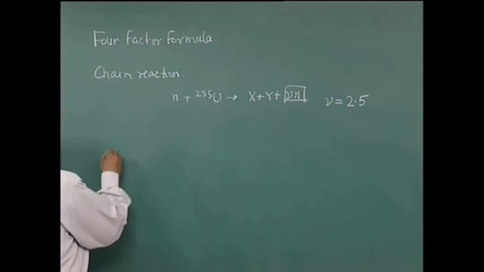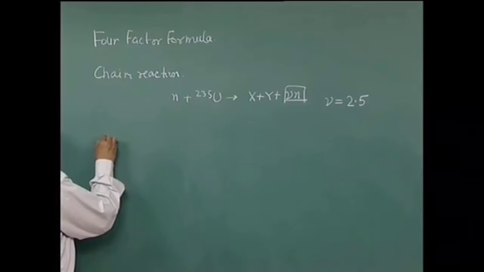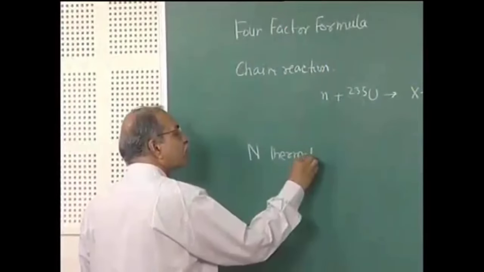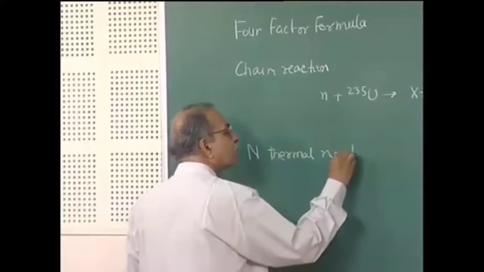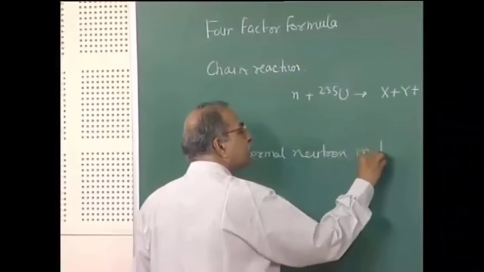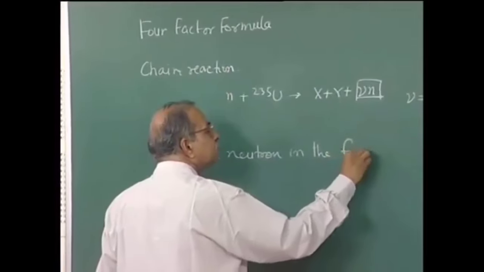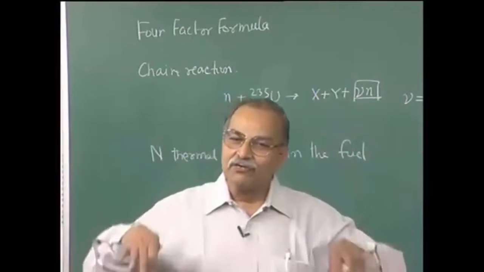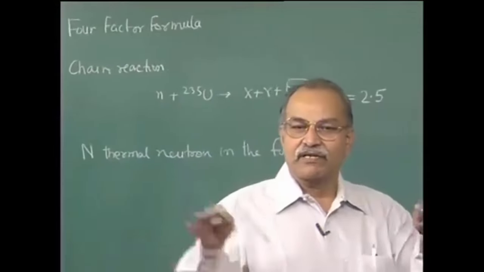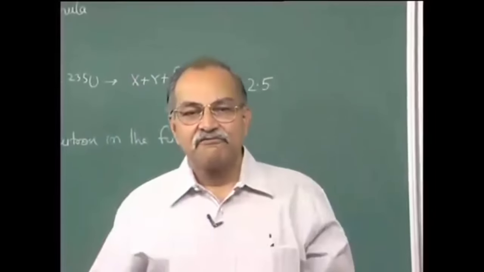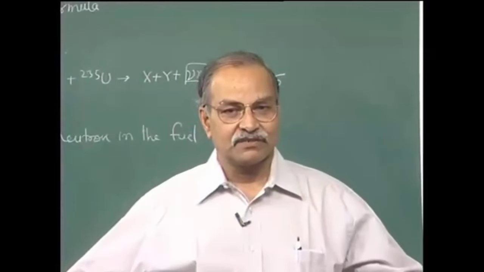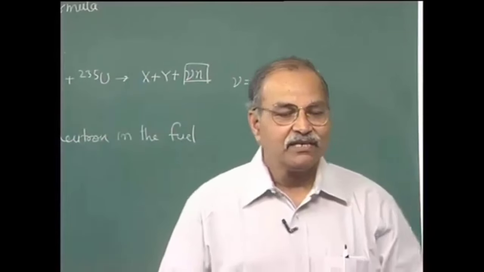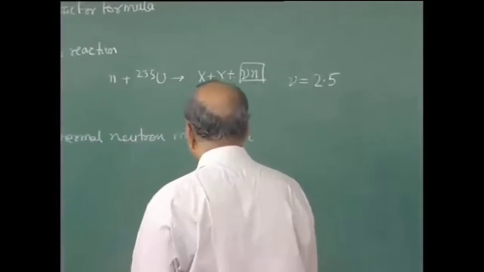So, at a certain stage, let us say at a certain time, you have N thermal neutrons in the fuel. So, at a certain time, say you have these N thermal neutrons already thermalized in the moderator, and then these neutrons have reached fuel rods to make fission. So, this is one time instant or one time level. Now, what happens to these N thermal neutrons?